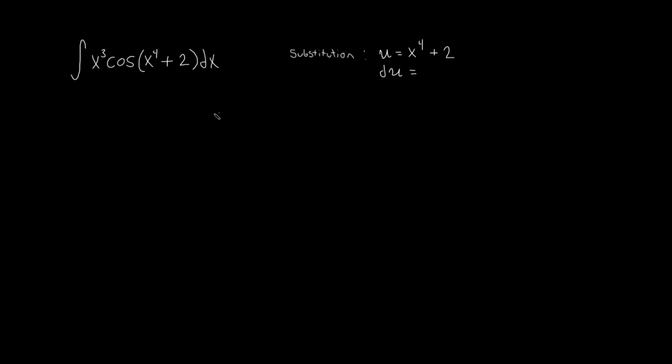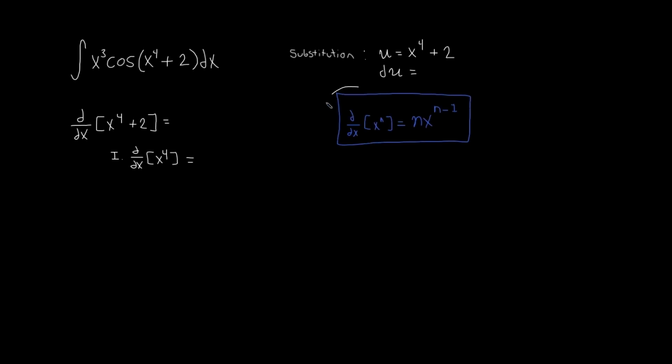Now we need to find du. How can we find the derivative of x raised to the fourth power plus 2? Let's take the derivative of the first term, x raised to the fourth power. Since we're taking the derivative of something that's being raised to a power, we're going to apply the derivative power rule. Written in blue is the derivative power rule. So let's apply it. X is being raised to the power of 4, so we'll bring the 4 out front, multiply it times the base, then subtract 1 from the original exponent. This leaves us with 4x raised to the third power dx.